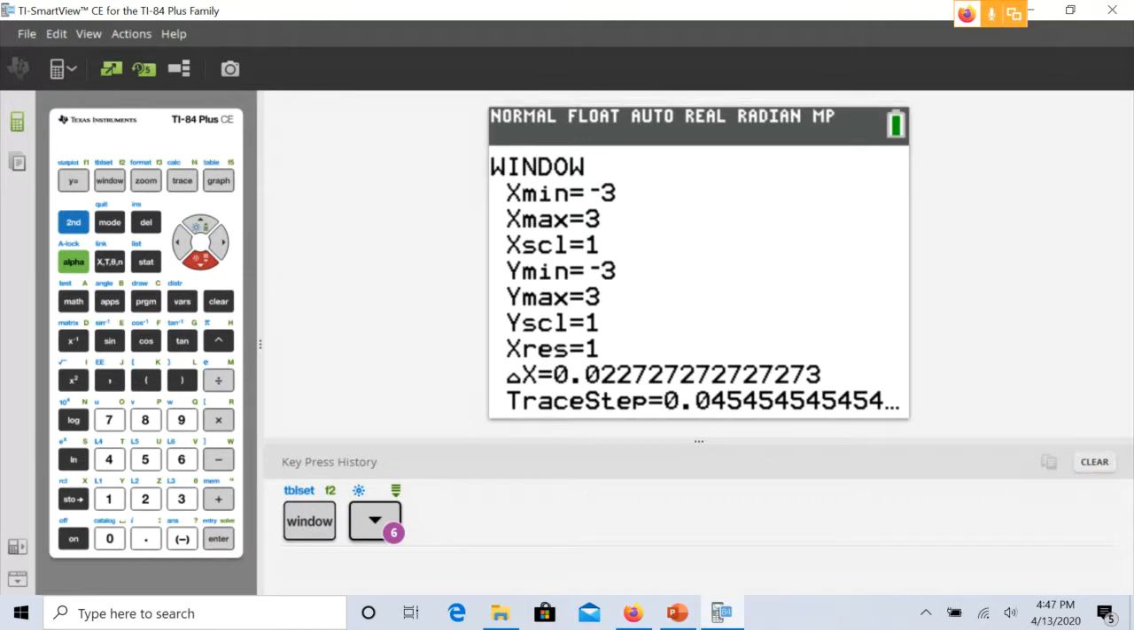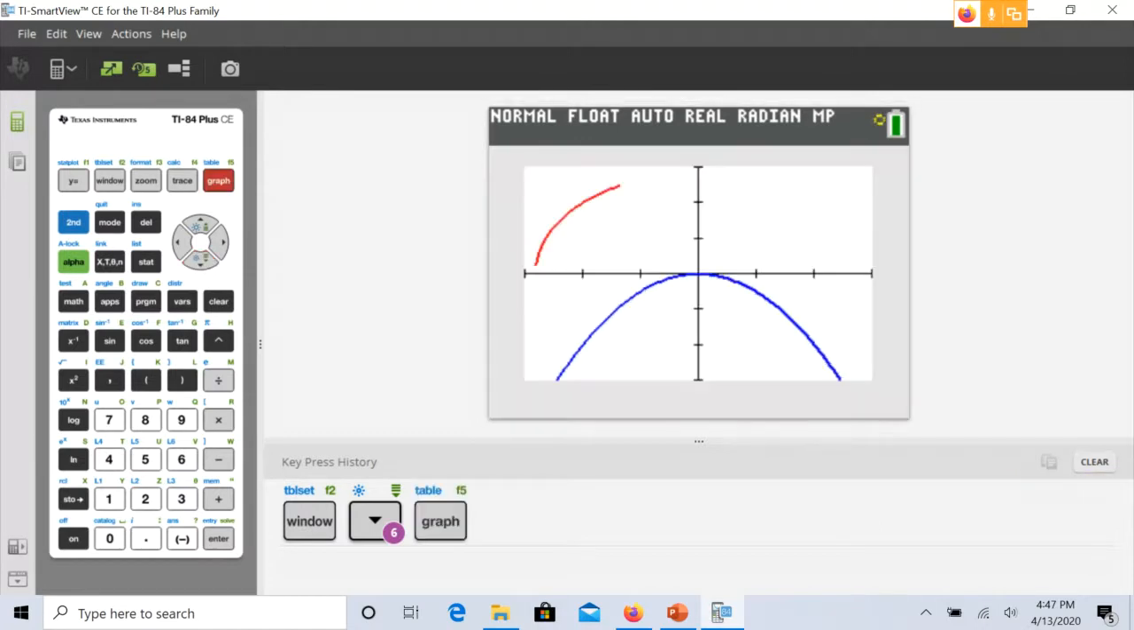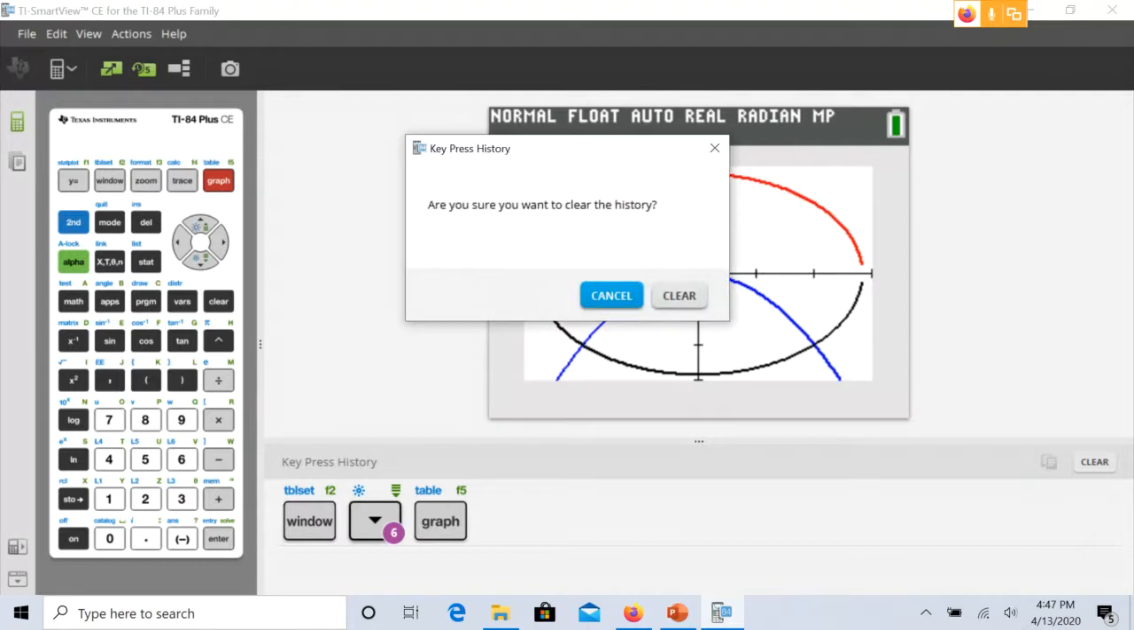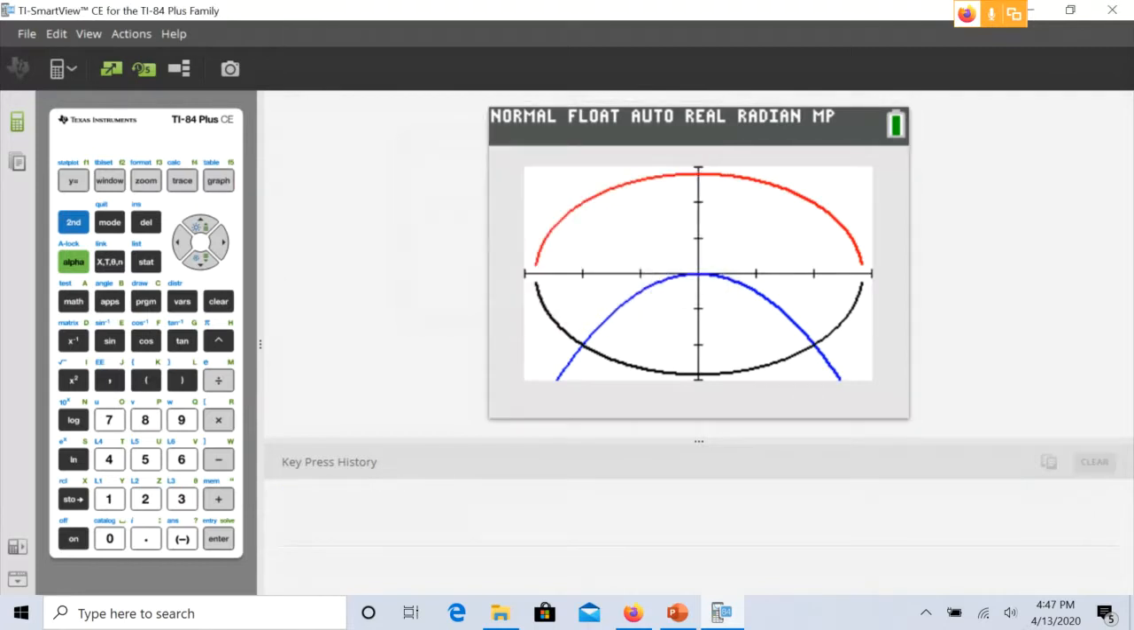Now I'm going to go ahead and hit my graph button. So here's kind of an image of what our graph is going to look like. Notice that the parabola is graphed in blue, and our circle is in two pieces. The red piece is the top part of our circle that represents our positive square root, and the black portion represents the negative square root that we were working with. And you can clearly see that it has two intersection points.